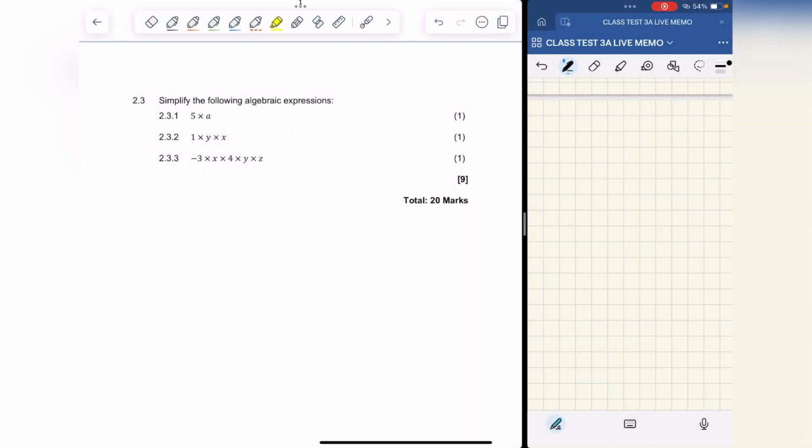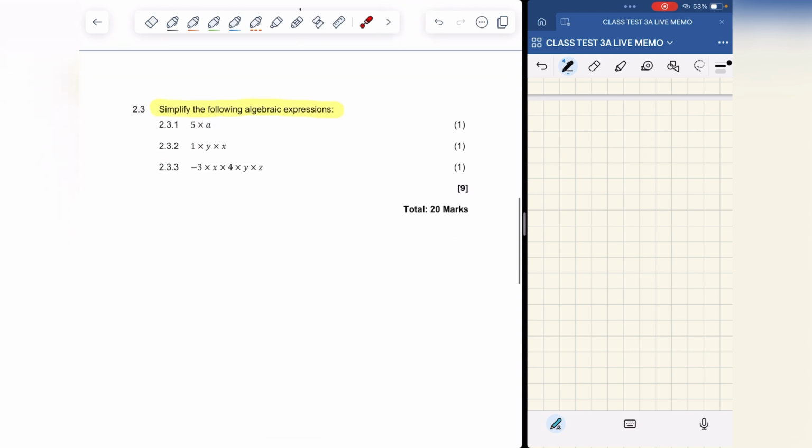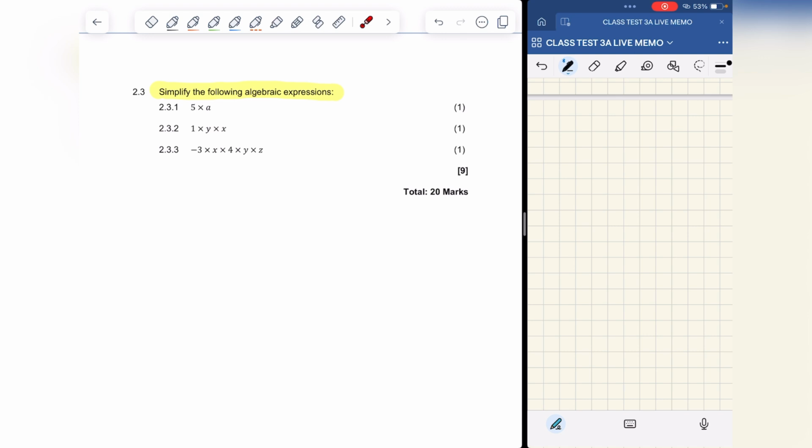2.3, we need to simplify the following algebraic expressions, and these are pretty straightforward. They are giving us an expression here, 5 times a, and again referring back to the rules for algebraic language, we do not need to write the multiplication sign. When we do, it is just for emphasis, to emphasize the multiplication for whatever reason. But if you had to simplify 5 times a, it will simply become 5a. In other words, we omit the multiplication sign. Omit means to leave out. So this simplified is simply just 5a.